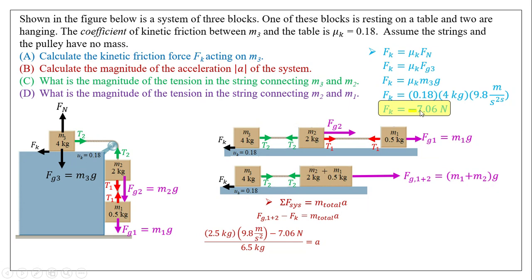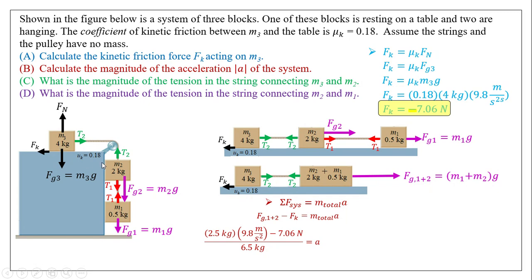The magnitude of f of k is 7.06 newtons. And here we already introduced our negative sign, suggesting that it does oppose our motion. So the negative sign accounts for the fact that f of k is already negative, okay? So it'd be minus 7.06 newtons divided by the total mass of the system, which is 6.5 kilograms.